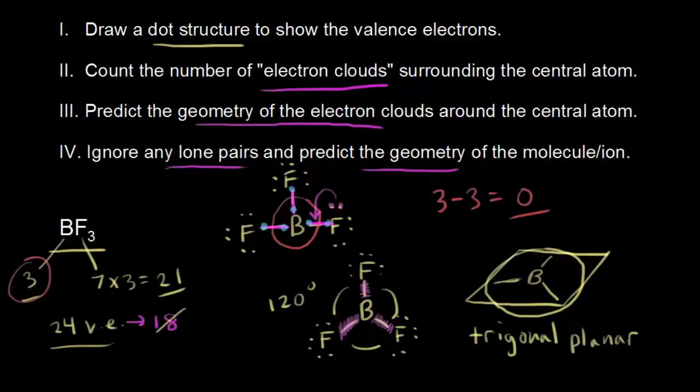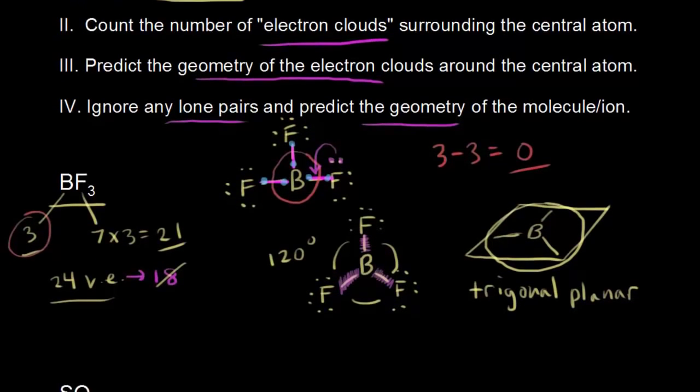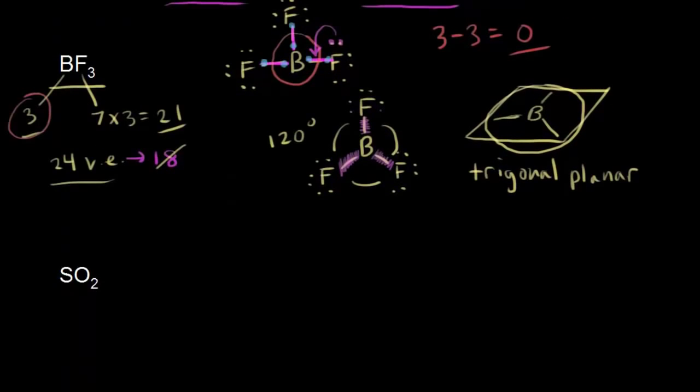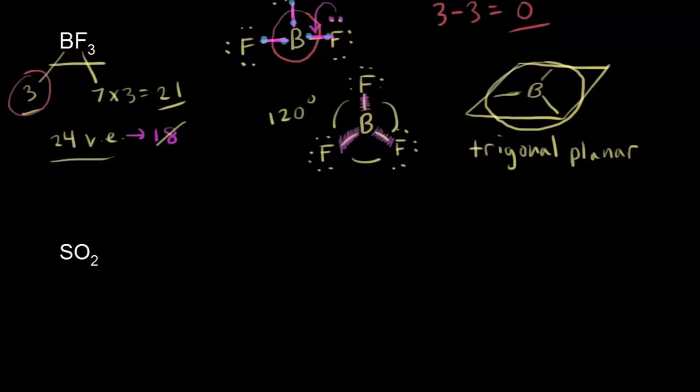So that's 3 electron clouds. Let's do another example of a molecule that has 3 electron clouds. In this case, sulfur dioxide. Let's count up the number of valence electrons. Sulfur is in group 6, so 6 valence electrons. Oxygen is also in group 6. 6 times 2 is, of course, 12. 12 plus 6 is 18. So we have 18 valence electrons for our dot structure.